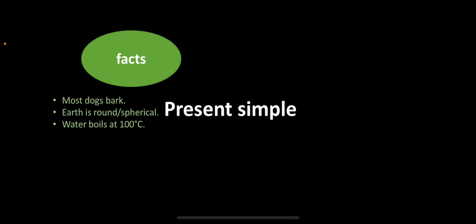The earth is round or spherical. That's another fact, right? And water boils at 100 degrees. Yep, another fact. Something that is real in any part of the world. We know this is true. We use the present simple for facts. Check the verbs. Check the conjugation. We are using present simple.